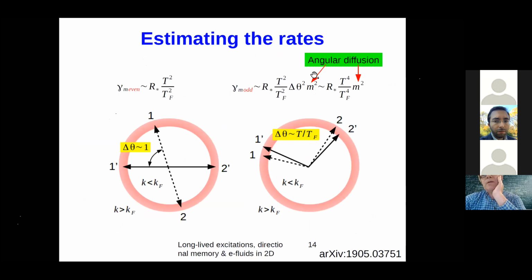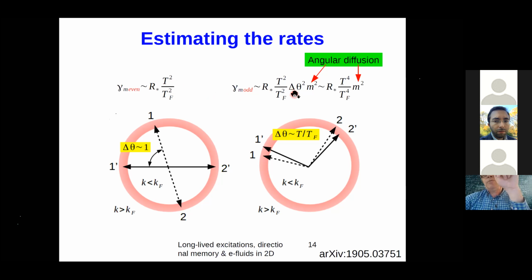So first of all, one can try to make that calculation with the phase volume that we talked about more precise, and indeed you find that for the head-on collisions that relax the even harmonics, you do find T squared, just like in the Landau Fermi liquid. Maybe there is some log prefactor here, but I don't think we care about prefactors. About log prefactors, we're after something bigger. But then for the odd parity modes, the story is quite new and interesting.